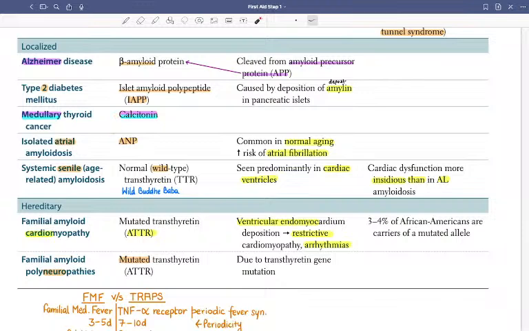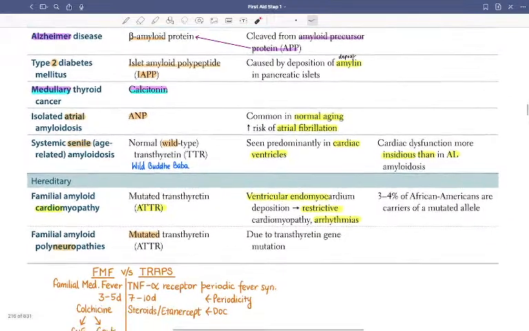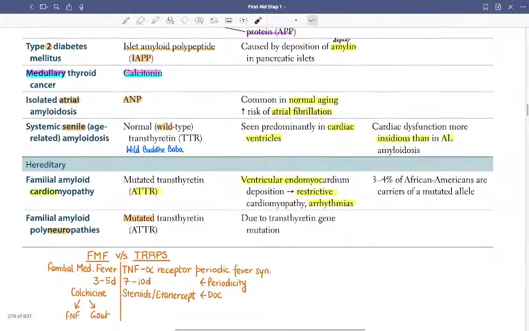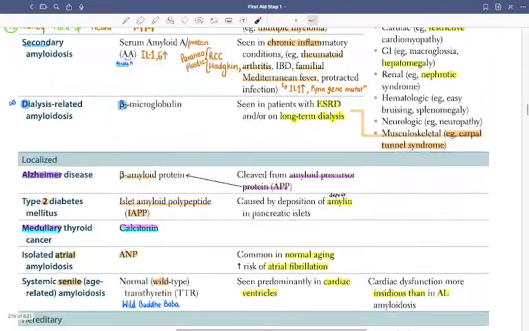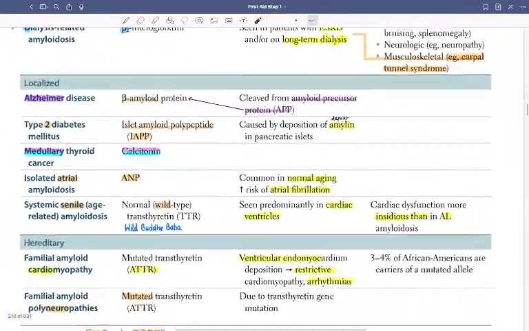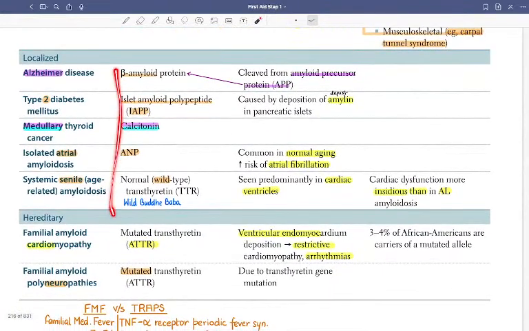So Alzheimer's: amyloid precursor protein. By now I don't think I have to tell you, amyloid precursor protein is going to be Alzheimer's. This has come in INI, and medullary carcinoma thyroid calcitonin has come in NEET as well as INI. Next, isolated atrial amyloidosis. When you have atrial, just think ANP, because the atria are the ones secreting ANP. That is the fibril protein, the one that is defective here. Common in normal aging, atrial fibrillation chances are increased.